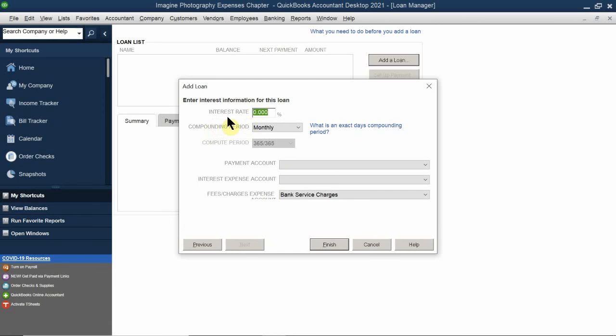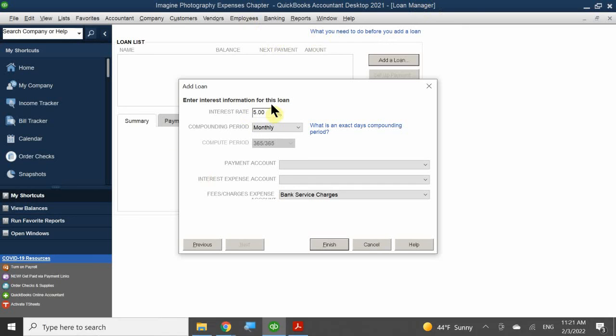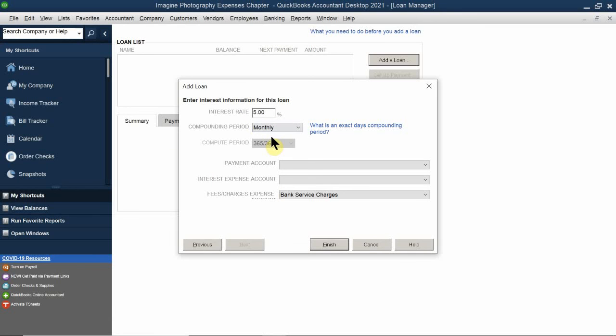Now the next section says, how much interest are you being charged? In this case, I am being charged 5% interest. I don't need to put the percentage because it has it right here. Okay, 5%. And when is it compounded? It is going to be compounded monthly. So you're going to have 5% interest compounded every single month. And again, the payment account is going to come out of your checking account because that's how you're going to pay.